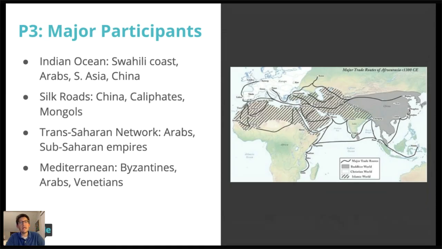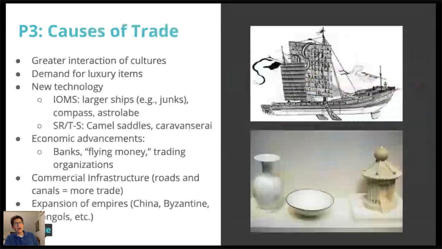So what is it that caused trade in time period 3? What are the causes of the intensification of this trade? Why are people even trading at all along these networks? Well, period 2 saw a greater interaction of cultures, even when the Silk Roads were developing between China and even Europe, thinking about the Roman Empire on one end, China on the other, the Mauryan and Gupta empires in the middle, the Persian empires in the middle. Cultures start to interact more and more.